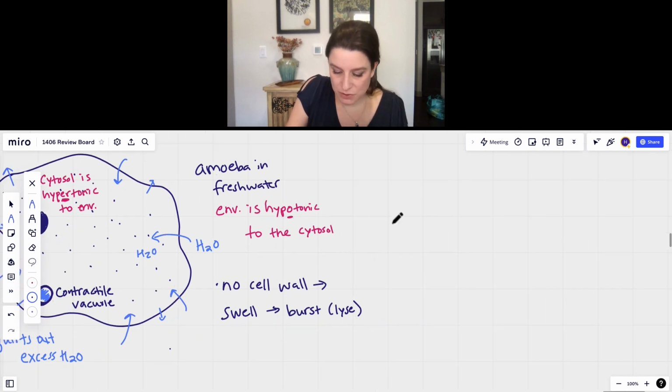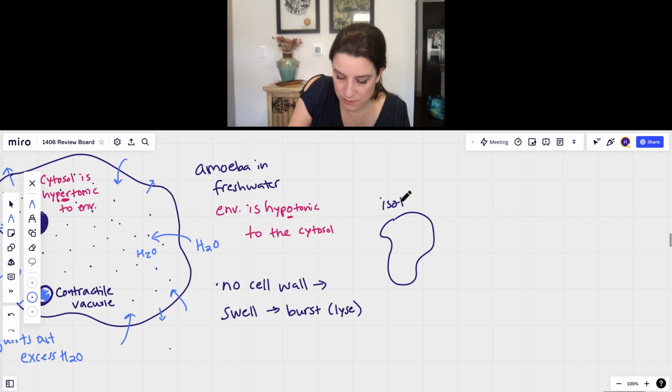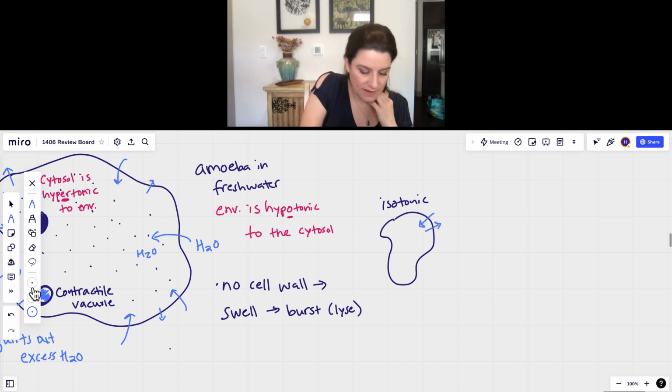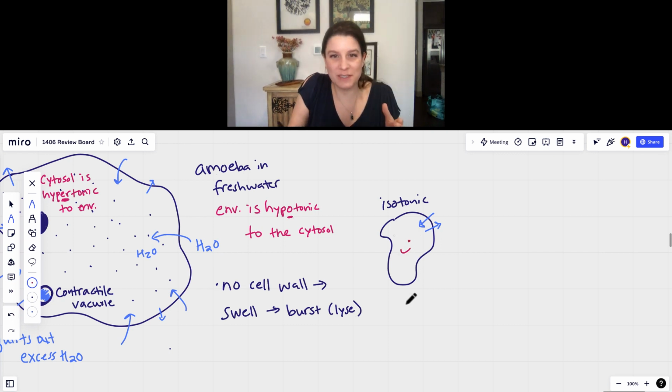What happens to a cell without a cell wall in an isotonic environment? So you have an environment that's isotonic to the cell. That means water is going in and out equally as much. So there's dynamic equilibrium there. That's a positive condition, so the cell is going to stay the same size. I wouldn't say happy, but it's going to be stable.